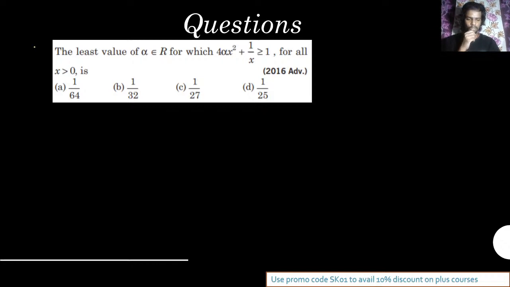Yeah, I guess we did not do this question last time. Anyway, so let's try to do this question. This is a question asked in JEE Advanced 2016.